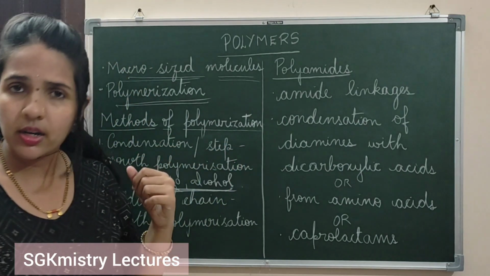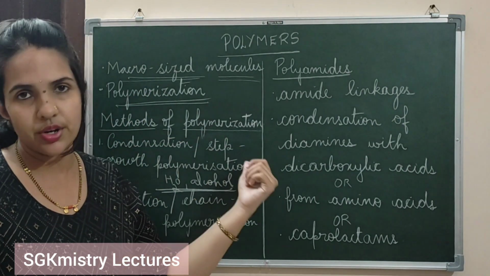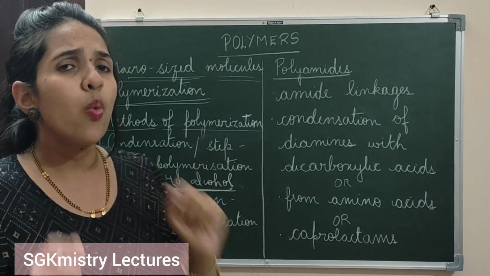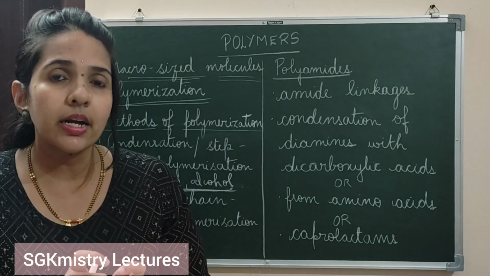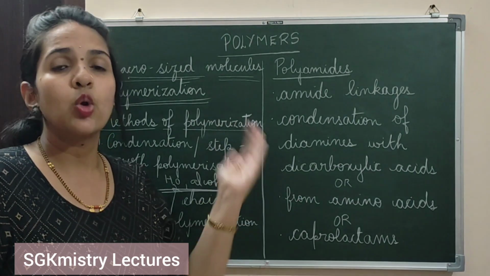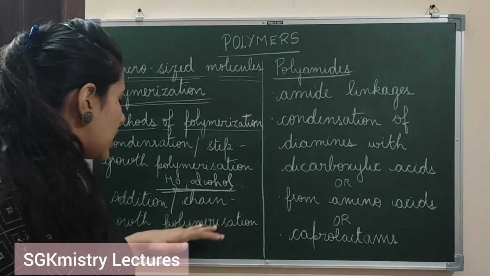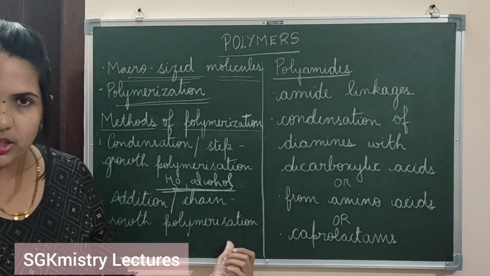So in condensation polymerization in particular, the different functional groups of the monomers react with the loss of small molecular weight molecules to result in the formation of the large polymer. Coming to the next type of polymerization, that is addition polymerization.